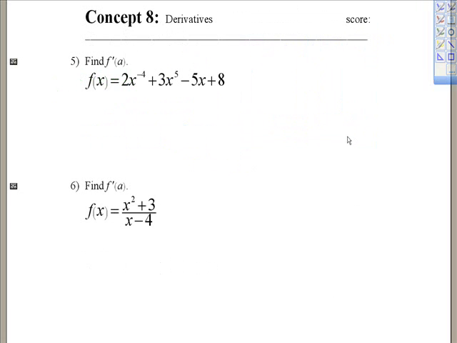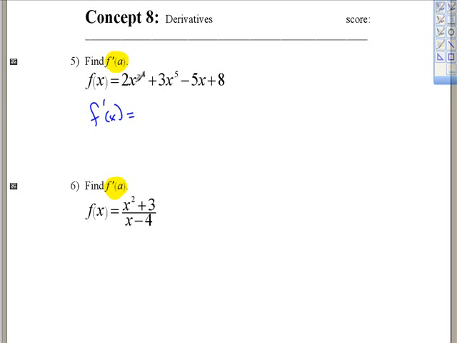Our next concept is 8, derivatives. This one tripped a few of you guys up. It says f prime of a instead of f prime of x. So not only do you need to find the derivative, but you need to evaluate it at a, which means plug a in for x. So let's go ahead and just find the derivative first.